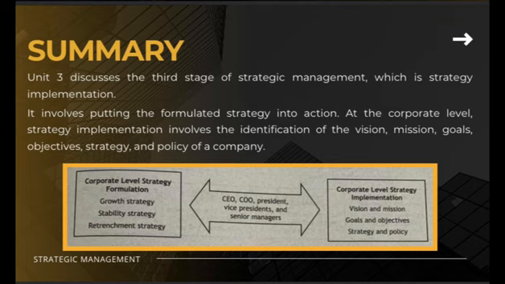The figure in this slide shows the relationship between the strategy formulation and the strategy implementation. Under the strategy formulation, this includes the growth strategy, stability strategy, and retrenchment strategy that were discussed by the past presenters. Under the implementation strategy, this includes the vision and mission, goals and objectives, strategy, and policy. So the top management formulates and implements the corporate level strategy.